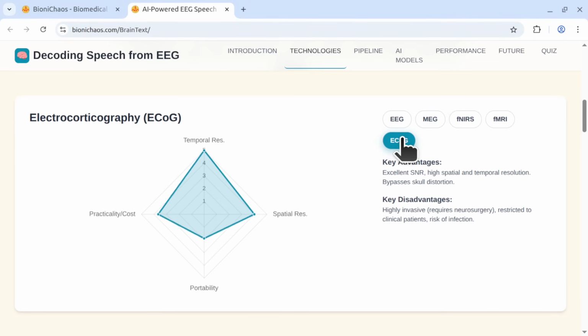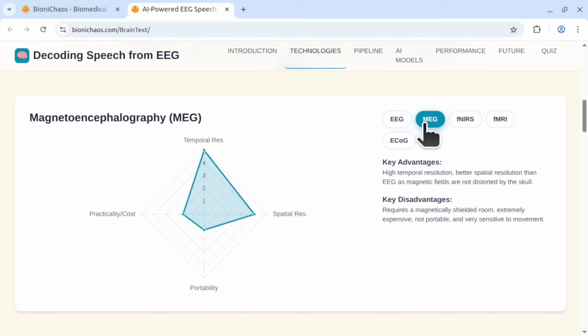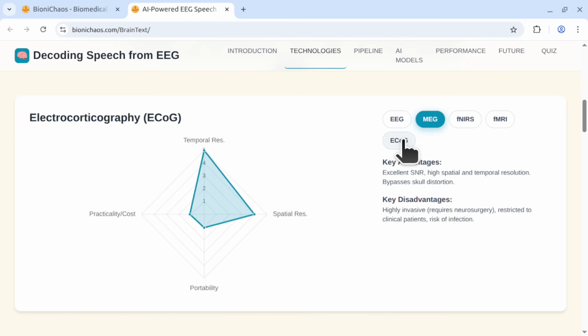What are you talking about? Can you double check? It's exactly the same. MEG and ECoG have exactly the same temporal resolution, spatial resolution. Can you double check and confirm?